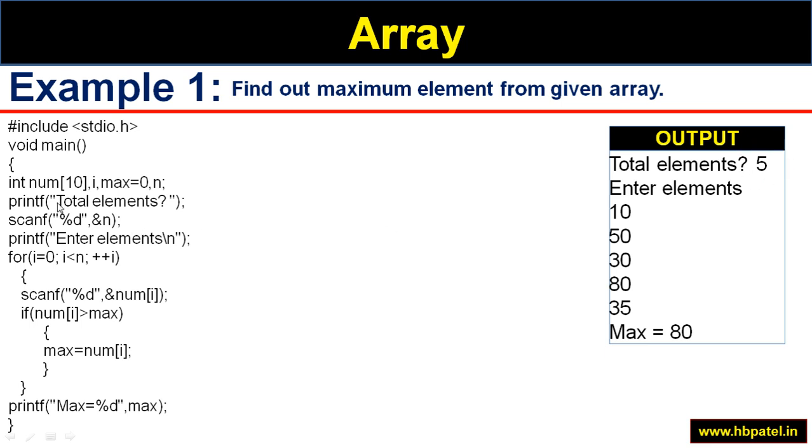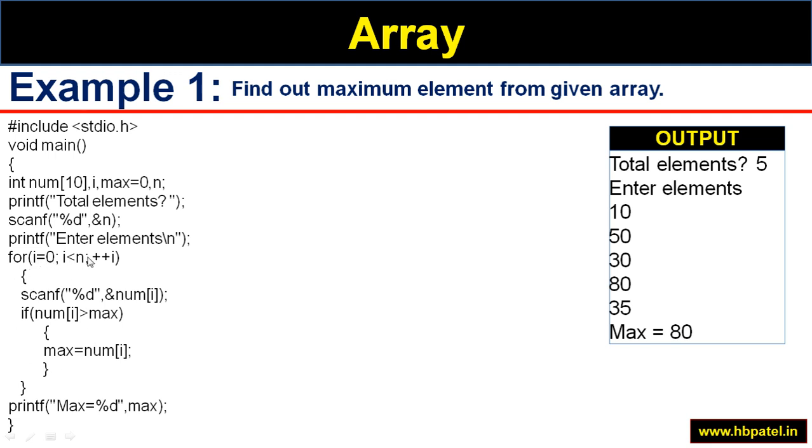So first thing is I'll be reading elements. printf total elements, so I'll be getting a message total elements, and if I enter 5 it will go in n. So now this n is 5, and then it will ask me to enter elements. So this loop will be repeated 5 times.